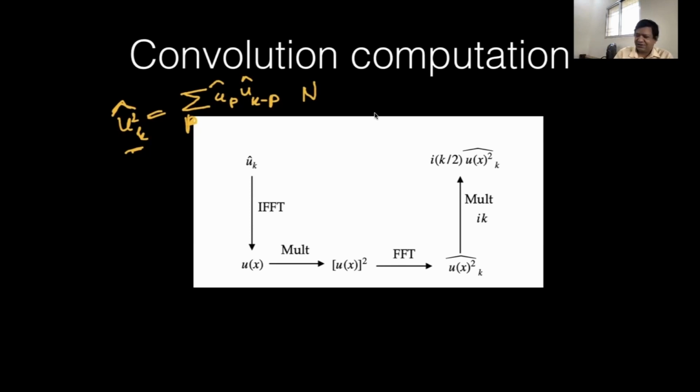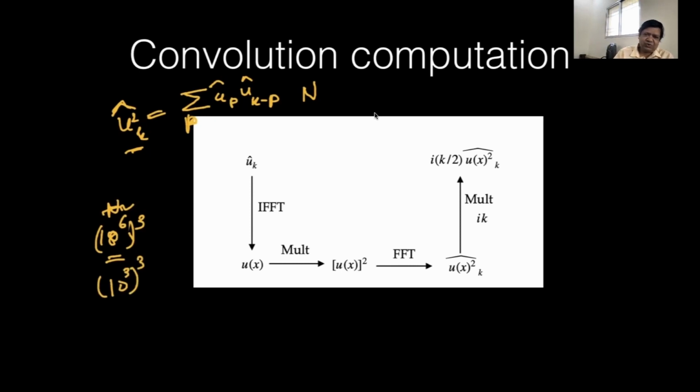In 1D, no problem, but in 3D, if you have, let's say, 1 million points in each direction, N depends on the grid size. If my grid size is 10 to the power 6 cubed, then N is 10 to the power 18, and 10 to the power 18 squared is 10 to the power 36. So it just blows up.